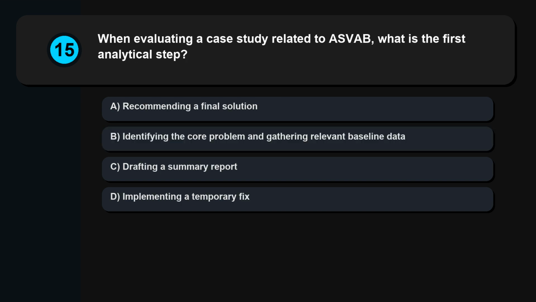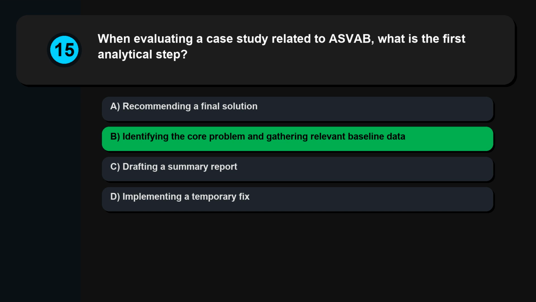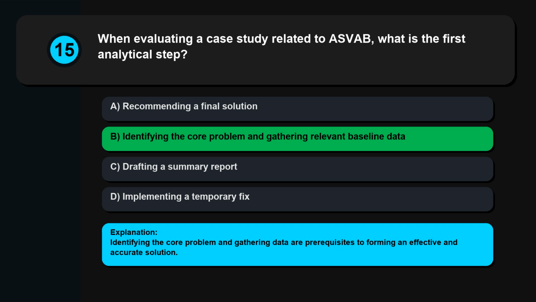Question 15. When evaluating a case study related to ASVAB, what is the first analytical step? Recommending a final solution, identifying the core problem and gathering relevant baseline data, drafting a summary report, implementing a temporary fix. Identifying the core problem and gathering data are prerequisites to forming an effective and accurate solution.